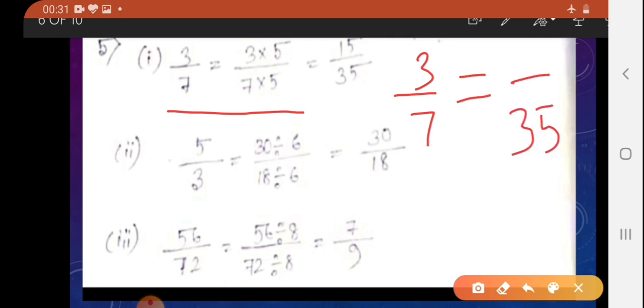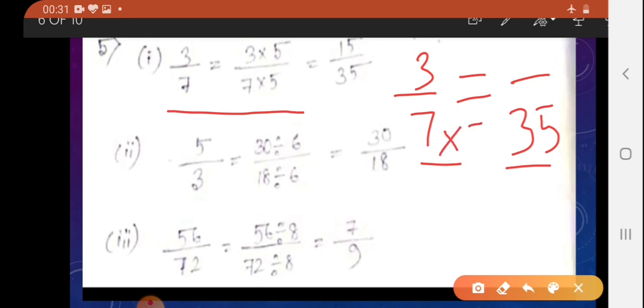What you will see is on which side both the things are given. Here you can see that the denominator is given on both sides. So what you can say now, 7 how many times 35 will come?